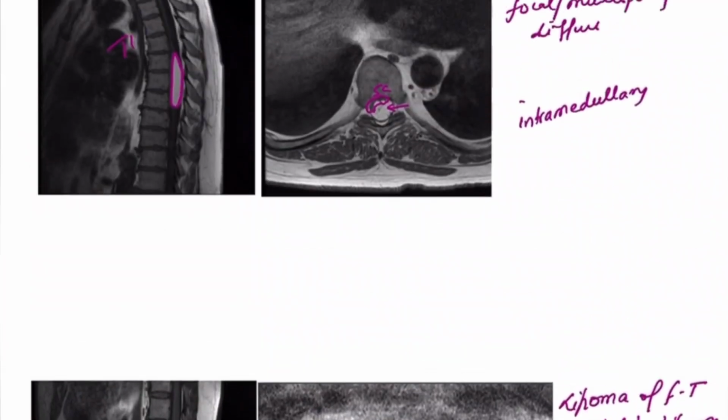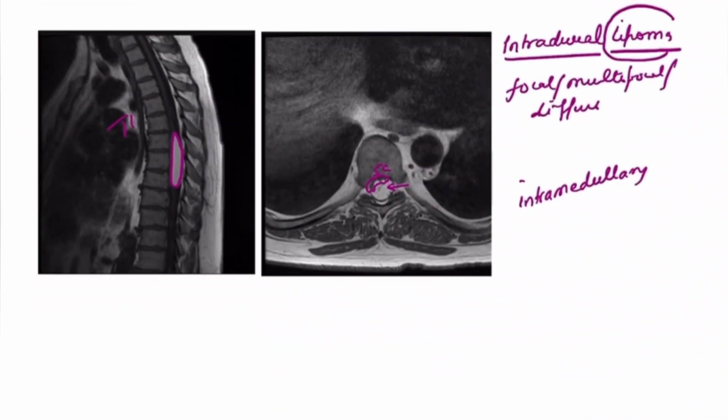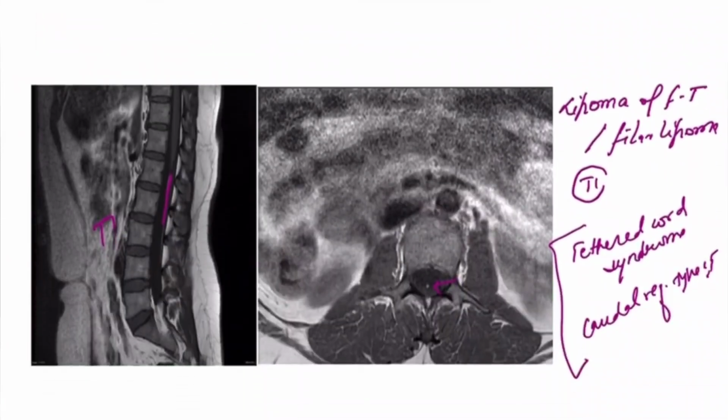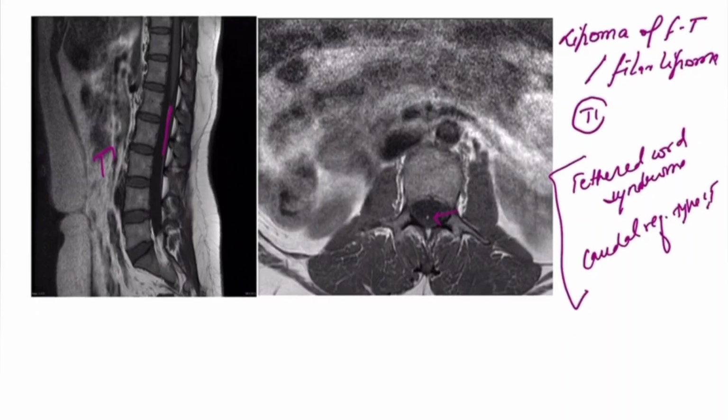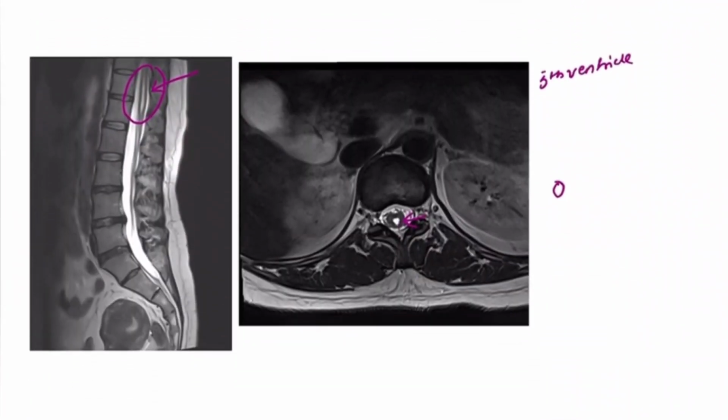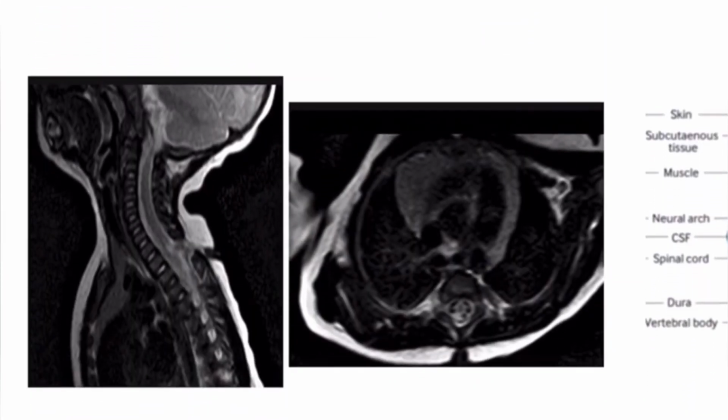So we have discussed the three simple dysraphic states: the intradural lipoma, a lipomatous lesion in the intradural sac; the lipoma of the filum terminale seen on T1 images; and the fifth ventricle, or persistence of the terminal ventricle. Next, let's discuss the complex dysraphic states, and amongst those the first one is dorsal dermal sinus.